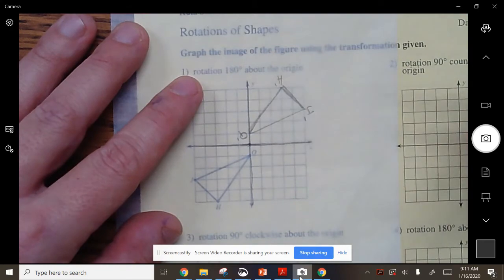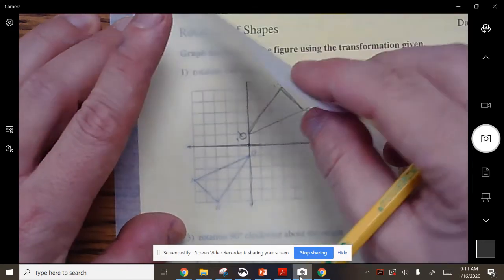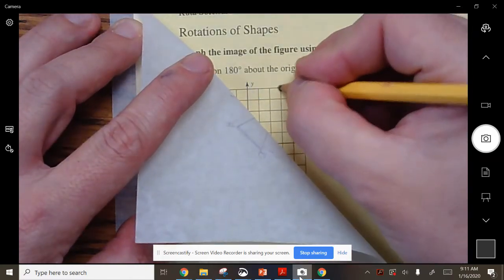So now what you're going to do, this is kind of the tough part, but try to figure out where these points are and actually graph them. So what I kind of do is I kind of see where that's at, and I think it's right here. Is that right?